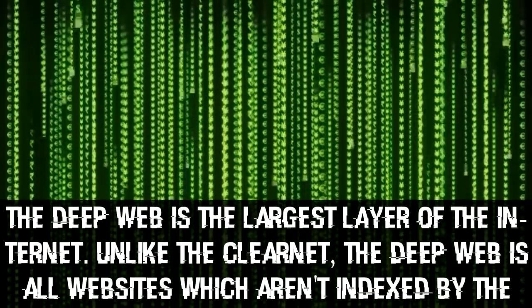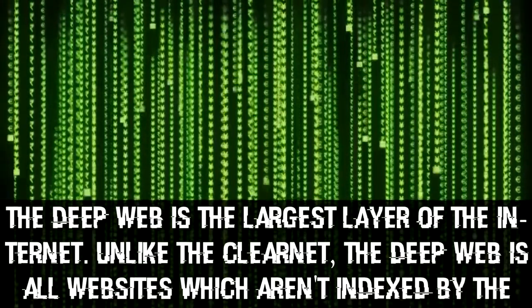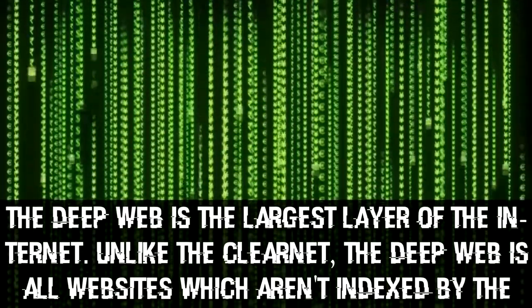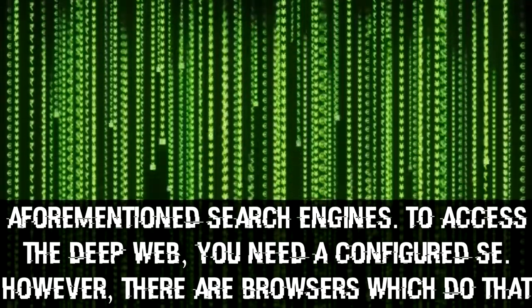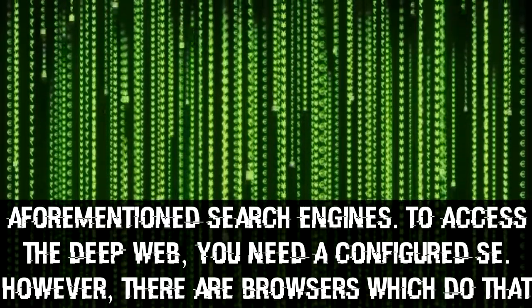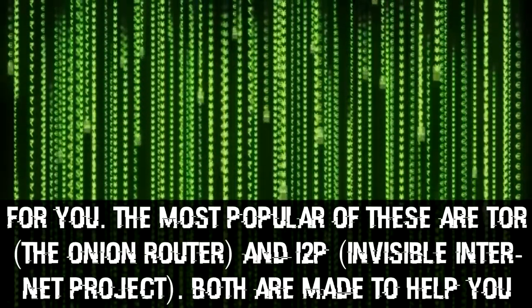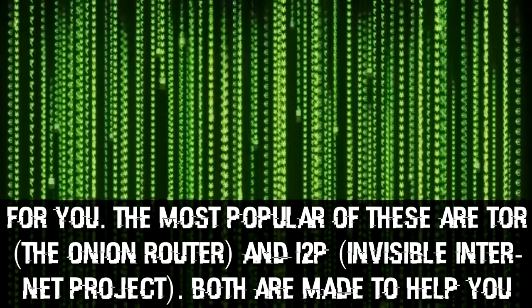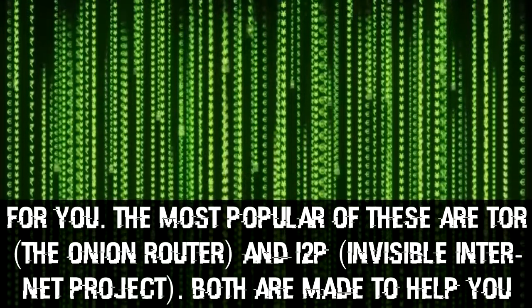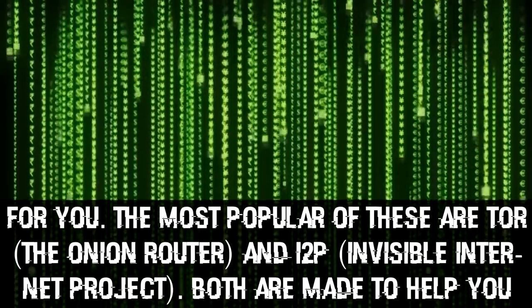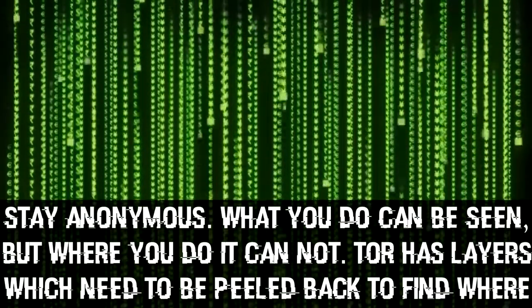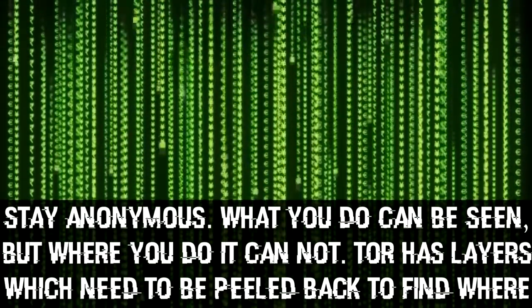The deep web is the largest layer of the internet. Unlike the clearnet, the deep web is all websites which aren't indexed by the aforementioned search engines. To access the deep web, you need a configured search engine. However, there are browsers which do that for you. The most popular of these are Tor, the Onion Router, and the I2P, Invisible Internet Project. Both are made to help you stay anonymous. What you do can be seen, but where you do it cannot.